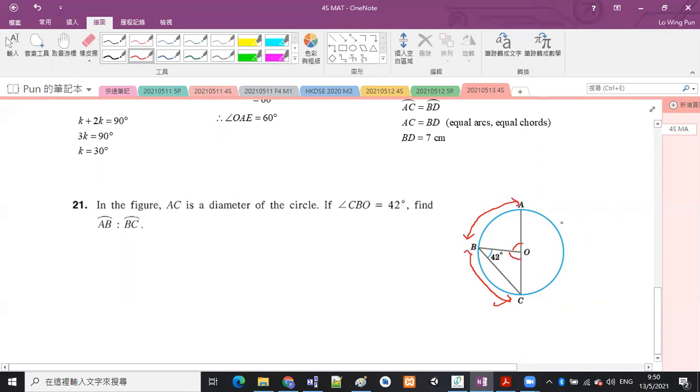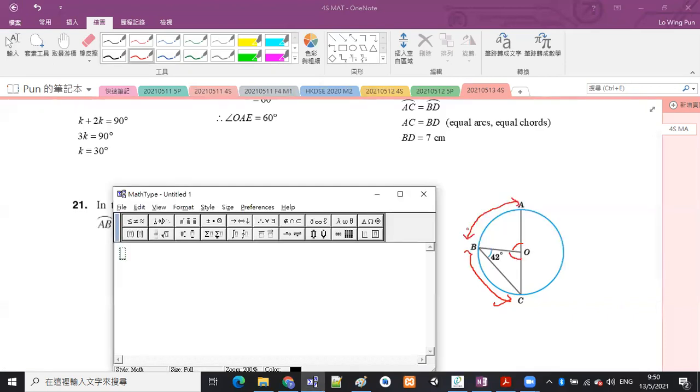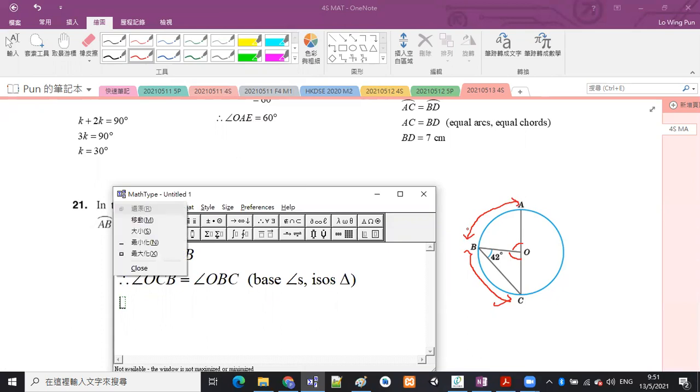These two are angle at center. Therefore, I need to find these two angles. But I have this 42 degrees. This is the base angle of an isosceles triangle. So I am doing like this because OC is equal to OB. Therefore, I can say that angle OCB is equal to angle OBC. And this is base angles isosceles triangle. Okay, and they are both equal to 42 degrees.